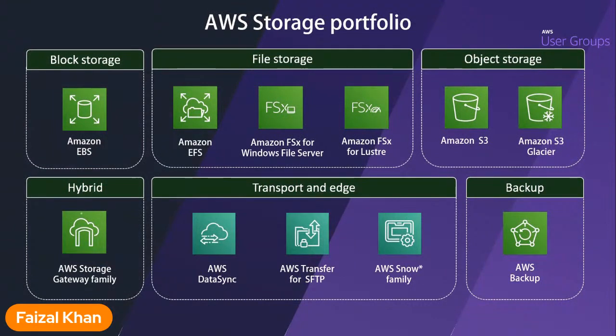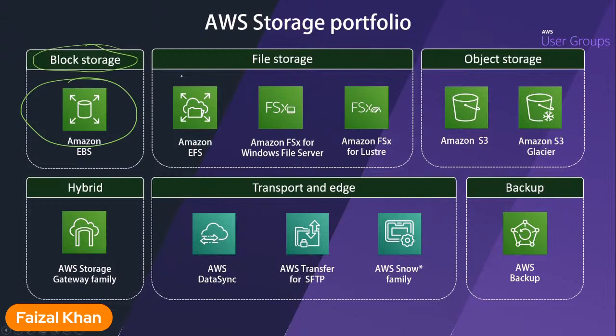For example, hybrid, which is a solution between storing data in your data center as well as storing data on AWS. So hopefully we'll cover this in the future. Then you have several options as to how you bring data into AWS and take data out of AWS as well. And then you have several options for backup as well. Here we're just going to concentrate on this part, which is Amazon EBS, which is the block storage.